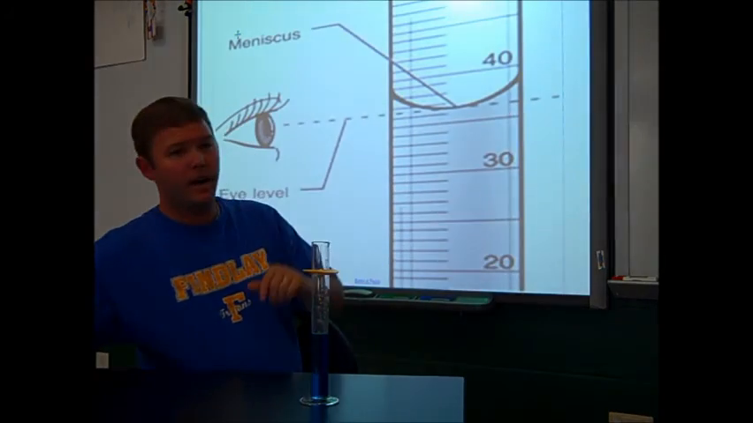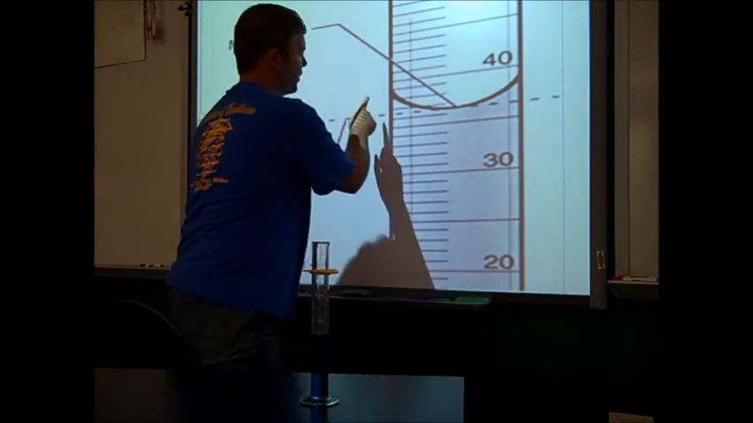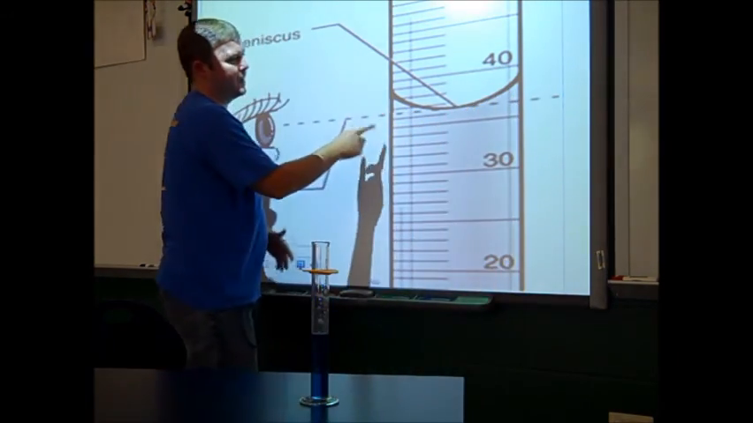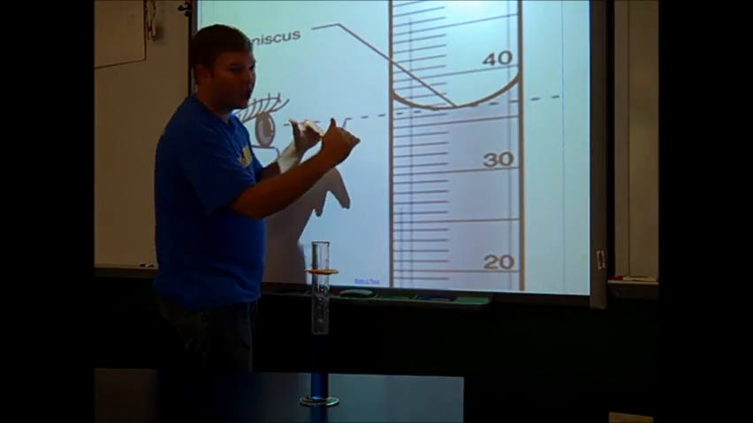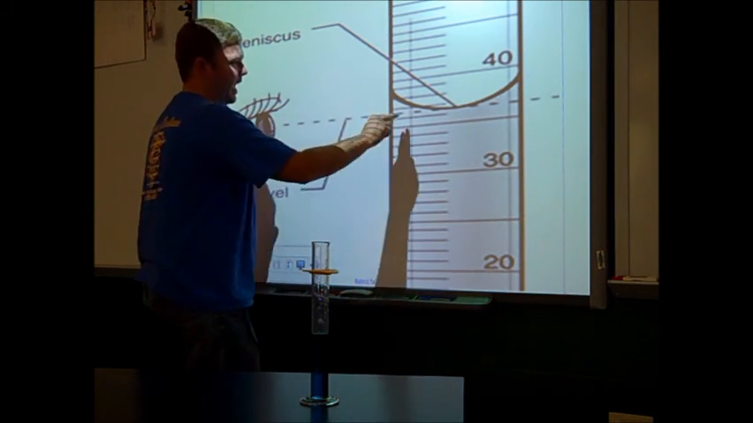Third thing you need to remember is to read the meniscus. What is the meniscus, you ask? Well, let me show you. The meniscus right here, as you'll see back here on the smartboard, the meniscus is the curve at the surface of a liquid. That liquid forms a small curve, and what you want to do is read the bottom of it. So you have to read it at eye level.